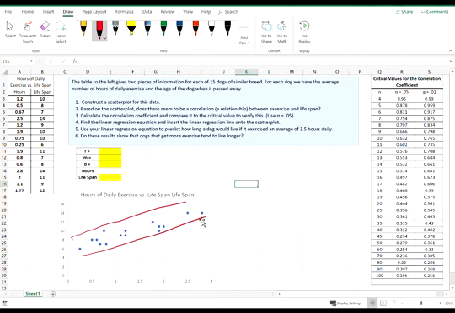Now, to verify that there is a relationship, we need to calculate the correlation coefficient and compare it to the critical value. That is how we determine definitively if there is a statistical relationship.